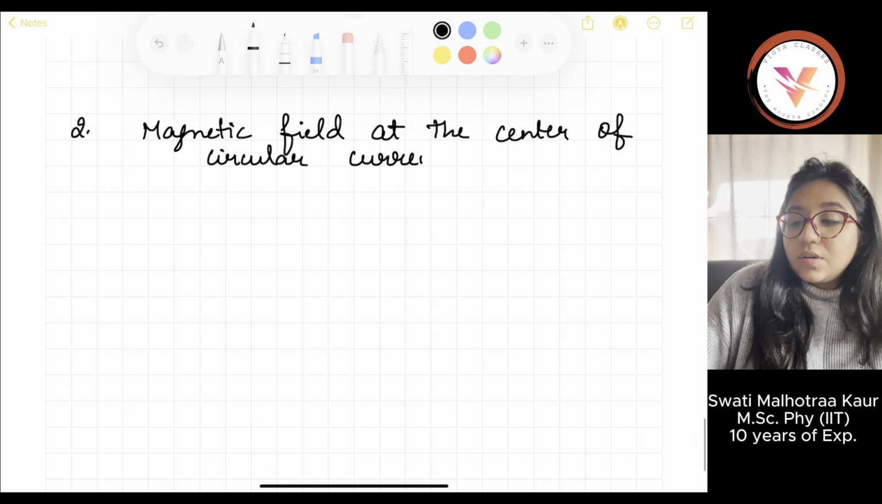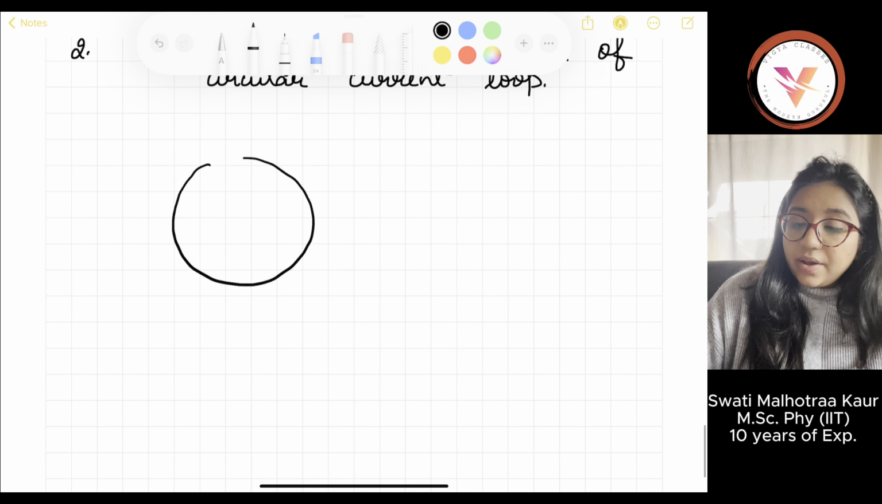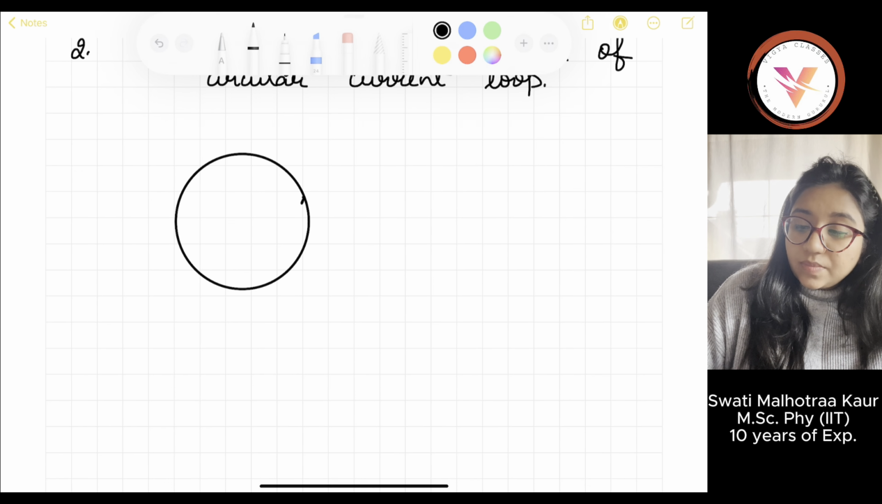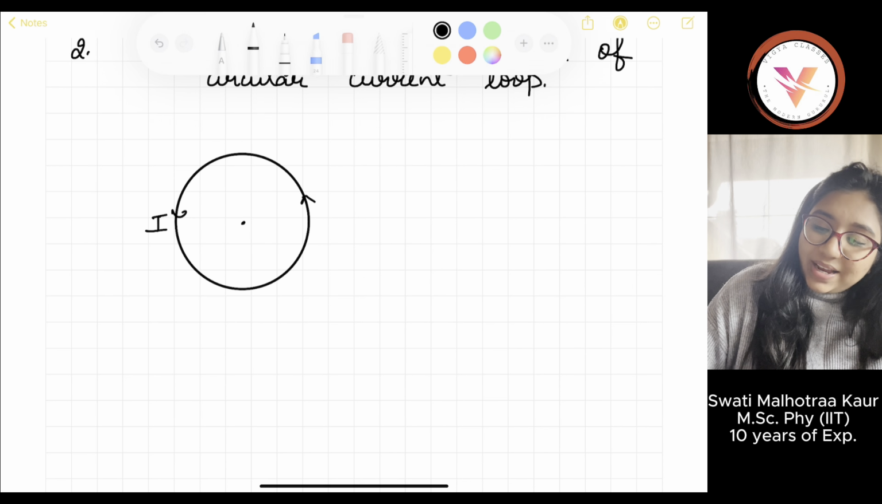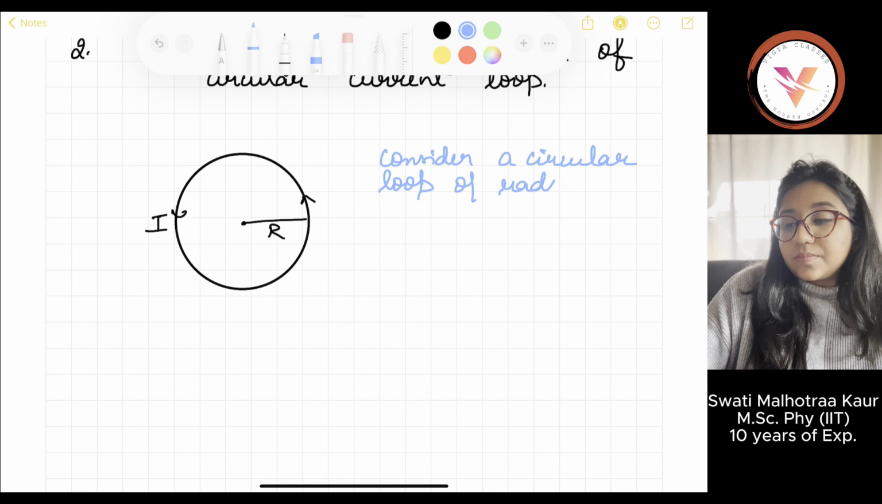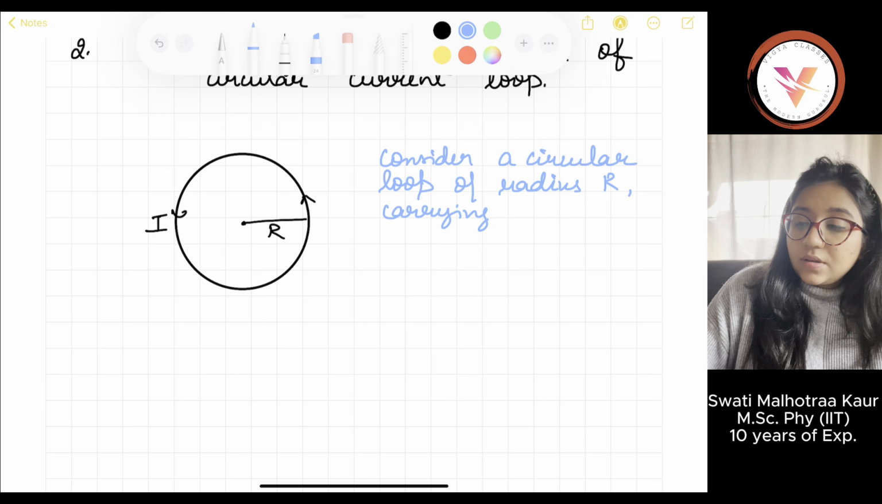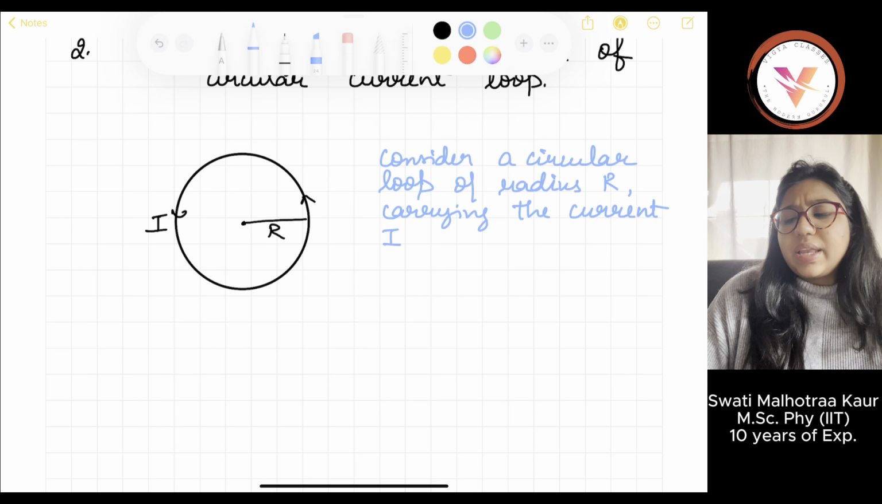Circular current loop. So you have a circle carrying some current I in the anti-clockwise direction, with a radius of r. Here you can consider a circular loop of radius capital R carrying the current I moving in the anti-clockwise direction.